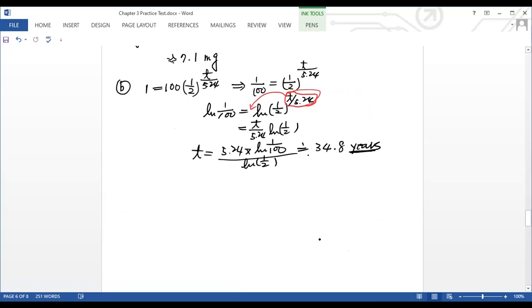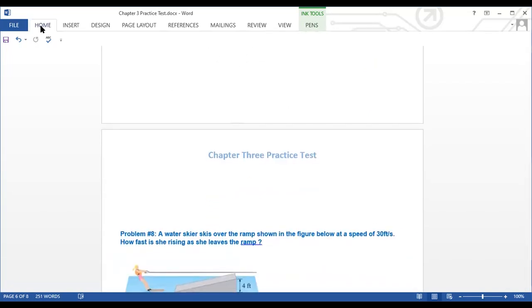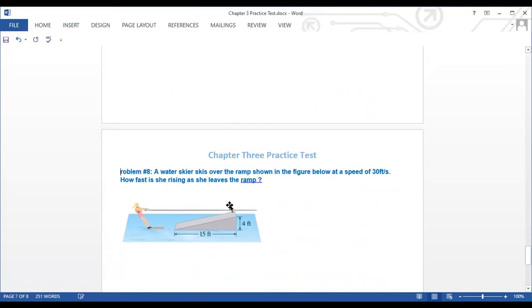Okay, so the next problem here, let's take a look. The next problem is about water. A water skier skis over the ramp. This one is interesting. The ramp's height is 4 and the length is 15 feet, and he comes at a speed of 30 feet per second. We want to see how fast she is rising as she leaves the ramp.